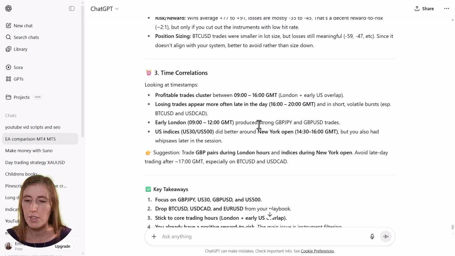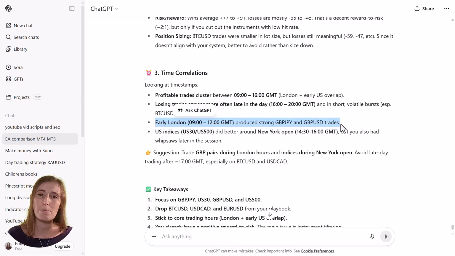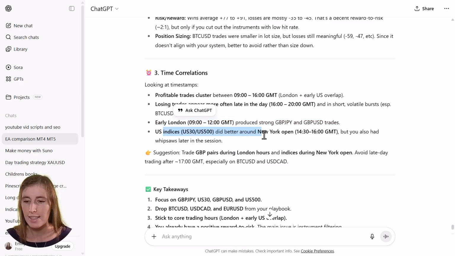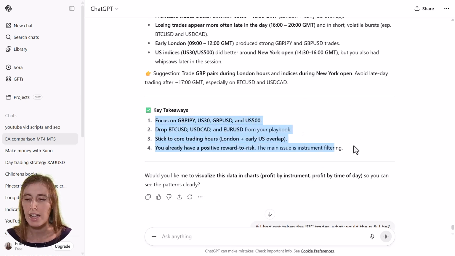Early London produces strong pound yen and pound dollar trades, and I know that those pairs actually provide a lot of profits. So maybe I should even run a second version of this bot that trades just the London session. US indices did better during the New York Open, 2:30 till 4. And it summarizes all the key takeaways as well.